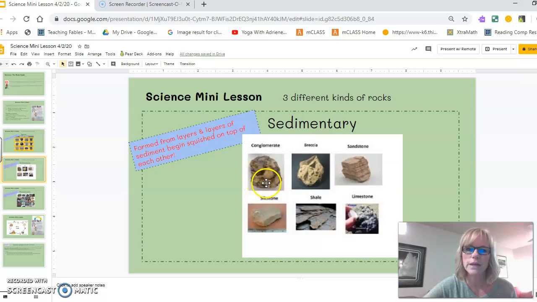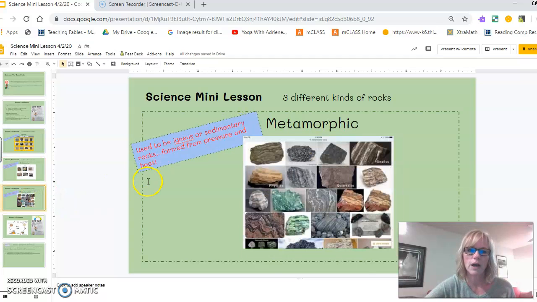And this is a great example, this picture right here, because you're going to see there are all these different pieces that have been squished together. You can see there's a different piece, there's a different rock. They can be organisms. You can see little particles of things. So these are all different forms of rocks and organisms that have been squished together over a long period of time. Metamorphic rock. These used to be igneous or sedimentary rocks, and they're formed from pressure and heat. See all the different layers? They're interesting and they have different colors.